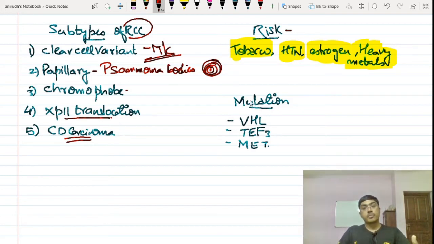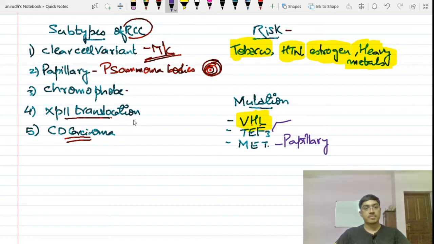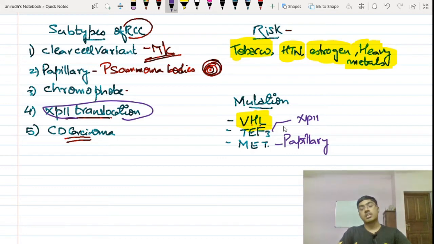Okay, mutations: von Hippel-Lindau, very important to remember. One of the most important genes is this one. If you can remember this, it is well and good. Yes, the clear cell variant can have a von Hippel-Lindau defect. Now papillary carcinoma normally shows MET gene mutation. TFE3 mutation will show this particular XP11 translocation. So this is XP11, isn't it? In this particular subtype you will have TFE3 mutation. So these are certain features about RCC.